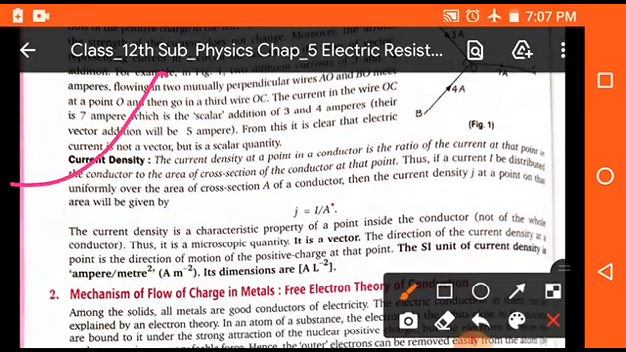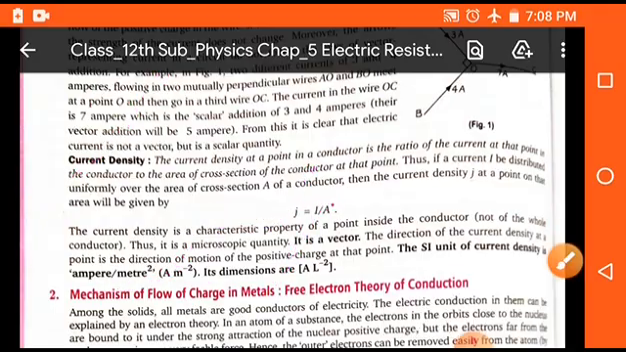The next topic is current density. It is also an important topic. Generally current density is represented by J, and J is equal to I upon A. It means that it is defined as the ratio of electric current in any conductor to the cross section area of that conductor at a particular point. Its unit is ampere meter minus 2 and its dimension is A L minus 2.